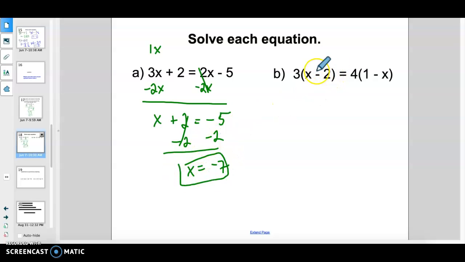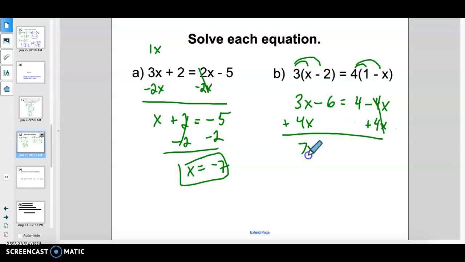And the last one, this one involves distributing and moving around variables. So make sure you distribute first on both sides. So we get 3x minus 6 equals 4 minus 4x. So negative 4 is smaller than a positive 3, so I'm going to move the 4. So I'm going to do plus 4x, because negative 4 plus 4 is 0.